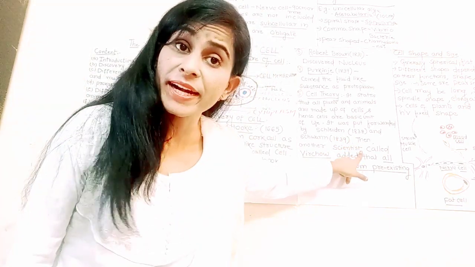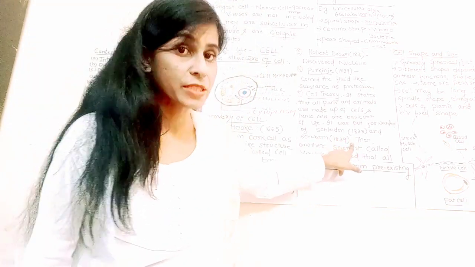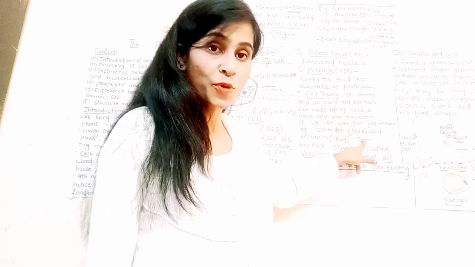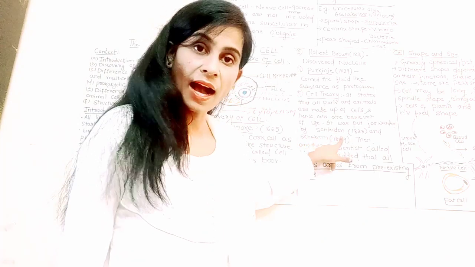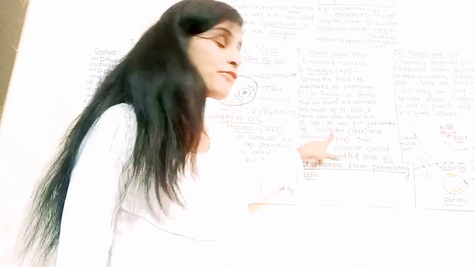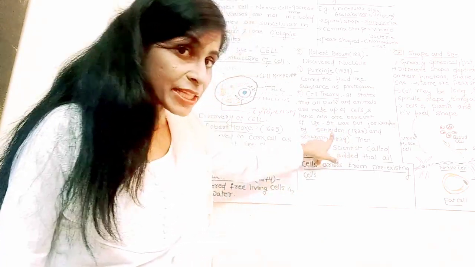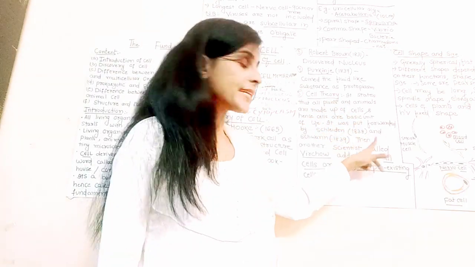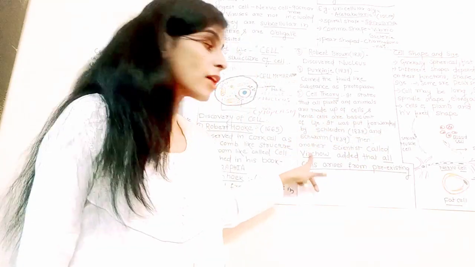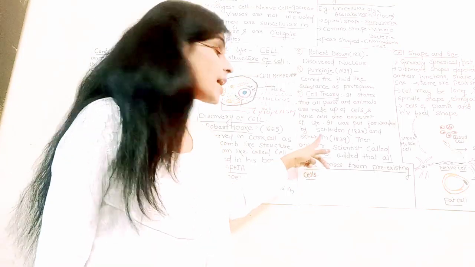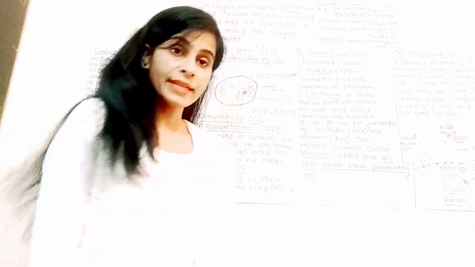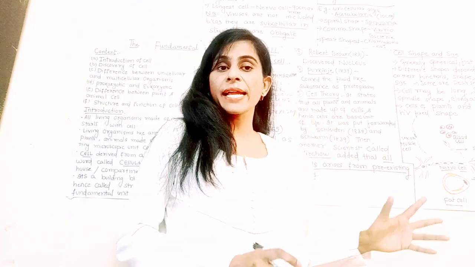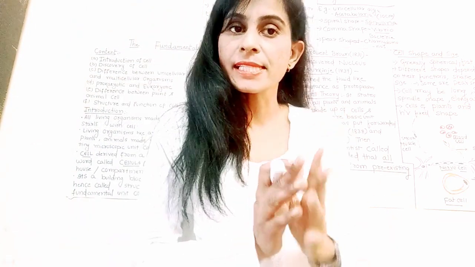Who put forward the cell theory? It's an important question. Cell theory was put forward by Schleiden, in the year 1838, and another scientist called Schwann, in the year 1839. So these two scientists came forward with the cell theory.